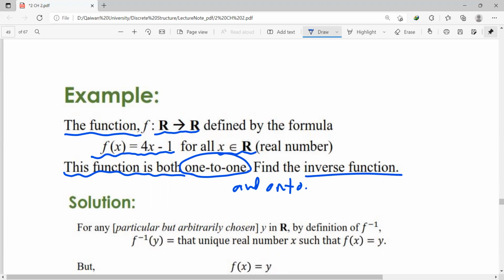What do we do in finding the inverse of a function? Okay, let's leave this for the next lecture, for tomorrow.